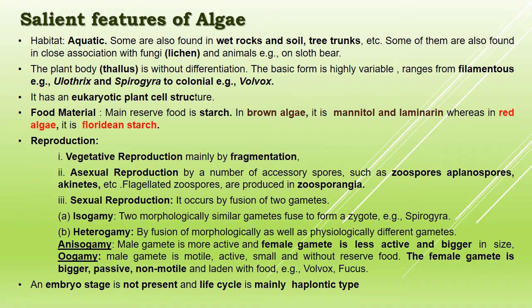Algae are largely aquatic, either marine or freshwater. They also occur in habitats like moist stones, soils or wood. Some of them also occur in association with fungi, which is called lichen. Lichen represents a symbiotic association of algae and fungi where both the members are mutually benefited.